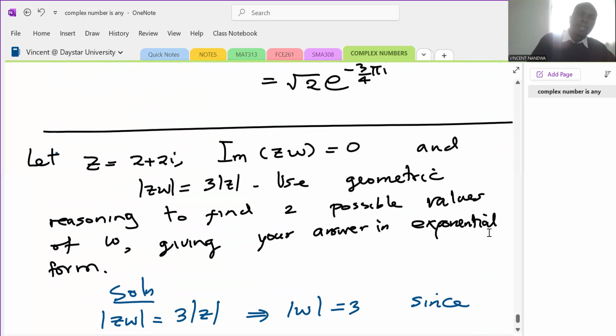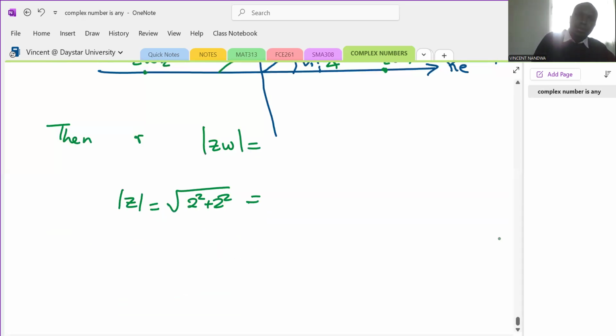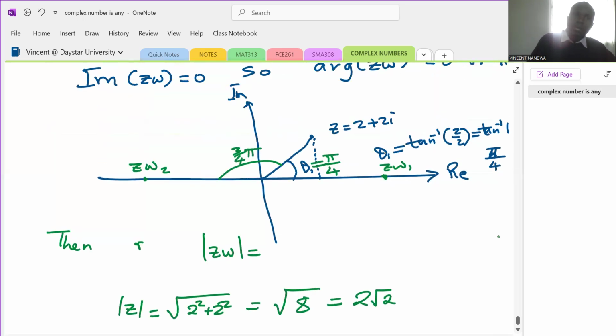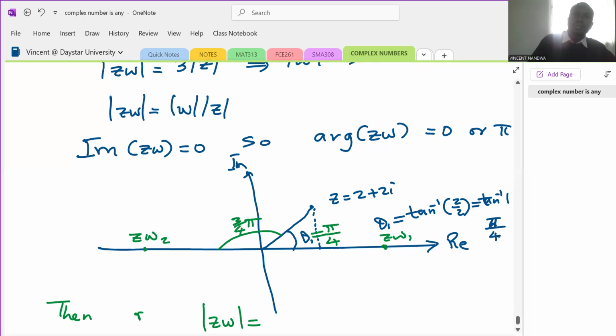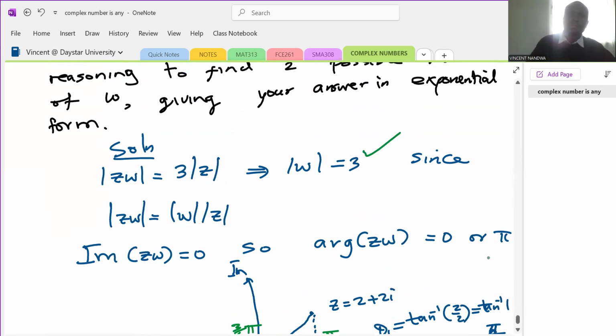And so this is square root of 8, the same as 2 root 2. So then now the W alone has a modulus of 3.